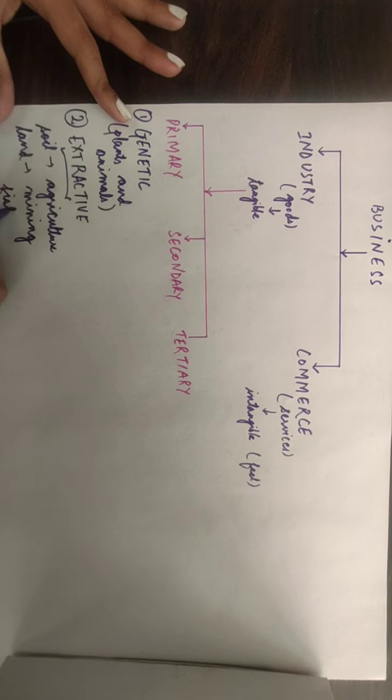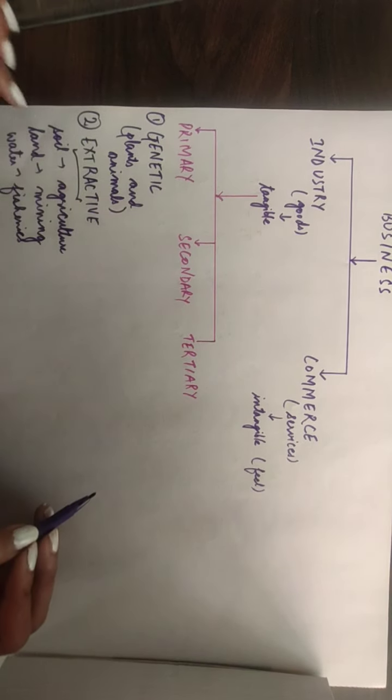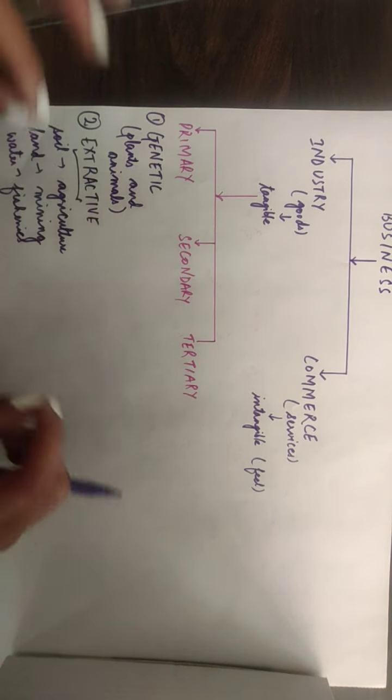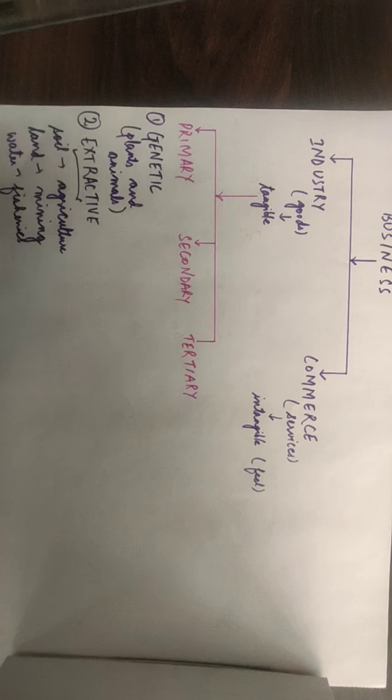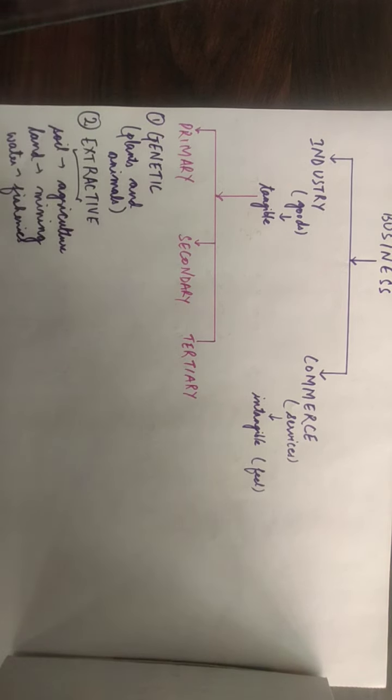Fishery is a business, fisheries, and it is done with the help of water. So water is also a natural resource. So here soil, land, water, they help us to do certain businesses in which some type of extraction is done from that specific part, right? So this is extractive industry.